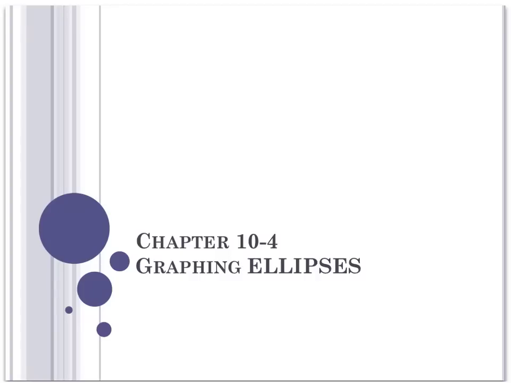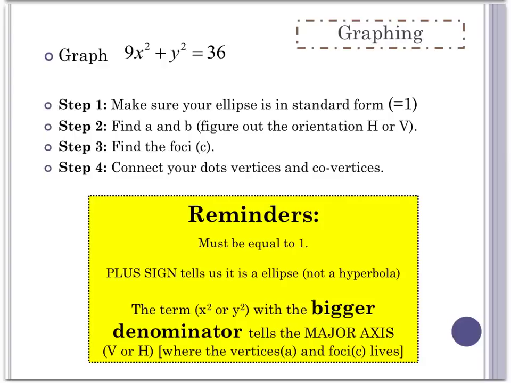So now we're going to be taking our knowledge of an ellipse and graphing an ellipse formally on a coordinate plane. So this is a pretty good guideline to graphing an ellipse. First, you want to make sure your ellipse is in standard form, so it has to be equal to 1. If it's not equal to 1, you need to divide out by that value to make it equal to 1.